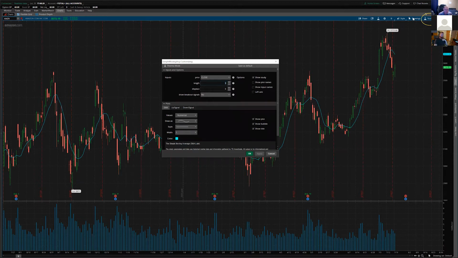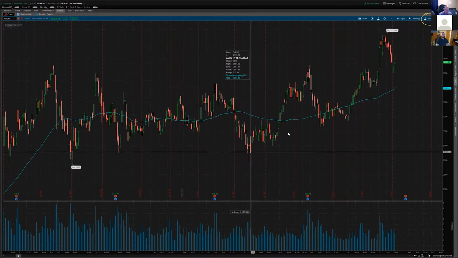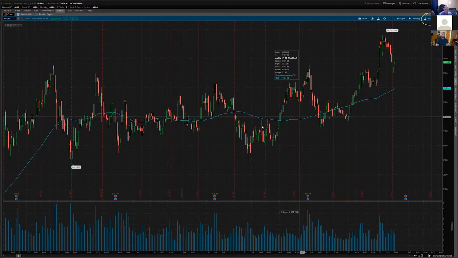Since I'm doing day and I want a common one, the 50-day moving average, I change it to 50 and I just click OK. See how it smooths outward. The longer the length you have, the smoother it will be.